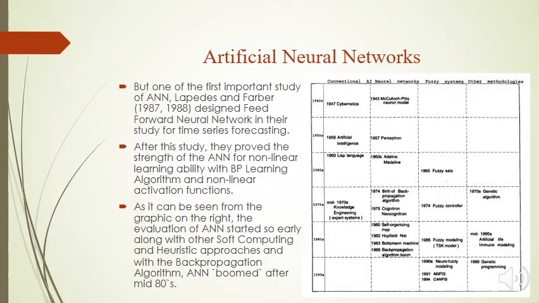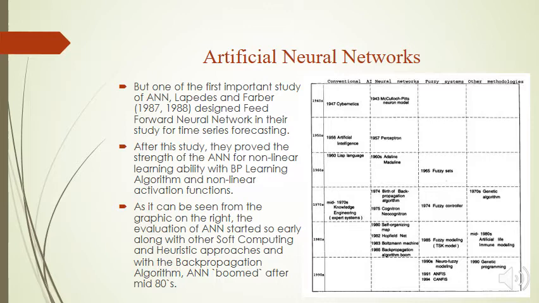But one of the first important studies of artificial neural networks was by Lapedes and Farber in 1987 and 1988. They designed a feed-forward neural network for time series forecasting. After this study, they proved the strength of the ANN for nonlinear learning ability with backpropagation, the learning algorithm, and nonlinear activation functions. As can be seen from the graphic on the right, the evolution of artificial neural networks started so early, along with other soft computing and heuristic approaches, and with the backpropagation algorithm, artificial neural networks boomed after the mid-80s.